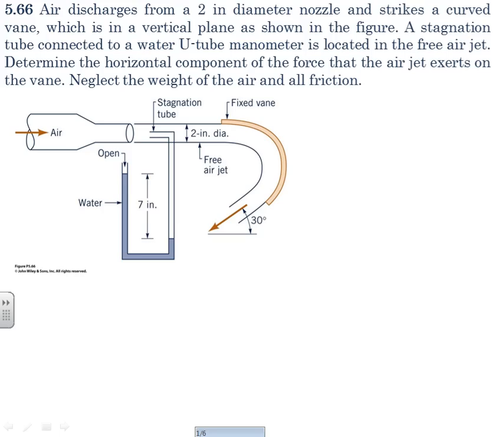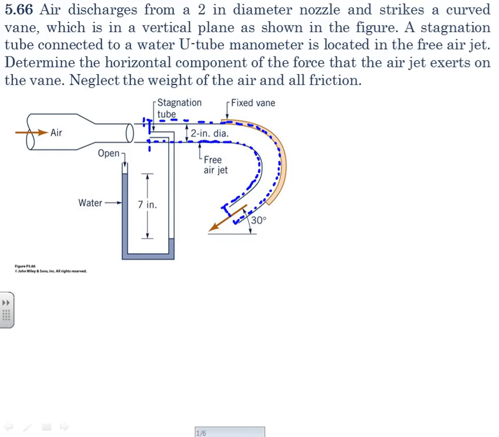Okay. So we're trying to find the force that the air is going to exert on the vane, and to do that we are going to need to do a control volume analysis on the linear momentum of the system. So let's highlight a control volume, and we're going to have flow coming in, and we're going to have our control volume be our fluid of air.